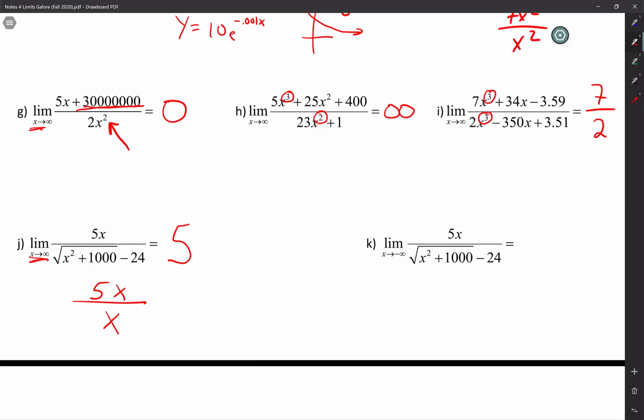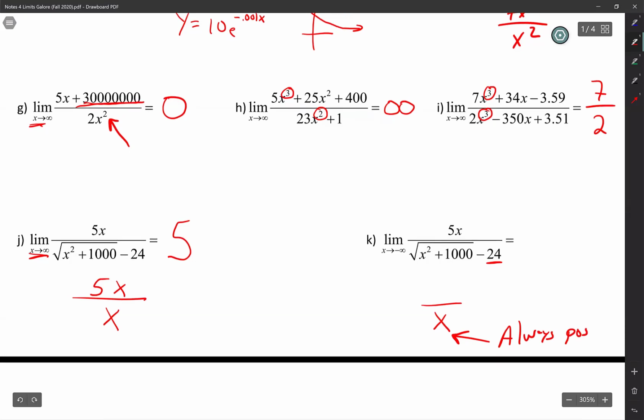All right, let's talk about letter K. You don't care about that minus 24. You care about your end behavior. In the bottom, the square root of x squared is x. The denominator is always positive. Why is it always positive? Because I'm squaring it first and then taking a square root. The numerator, because I'm talking about negative x values, is always going to be negative. Negative divided by positive, so this end behavior is negative 5.